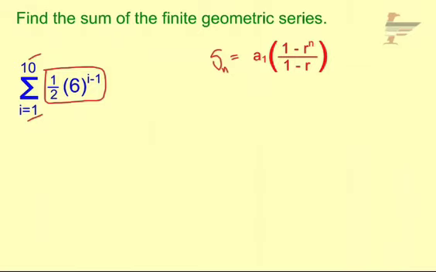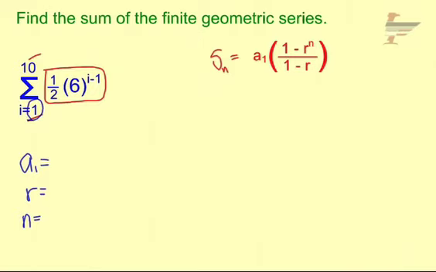I guess there are 3 things we need to know: the first term, the common ratio, and the number of terms. If we know those 3, then we can find the sum. The first term we can get by plugging in a 1 for the i value.